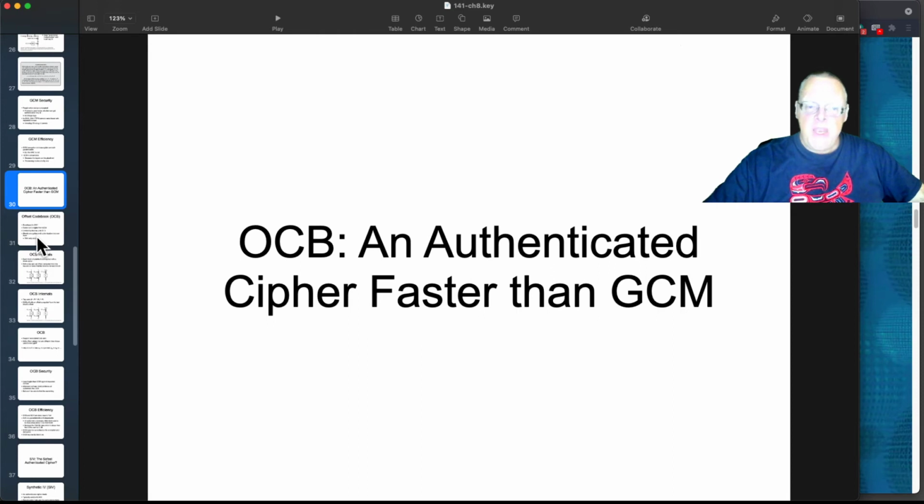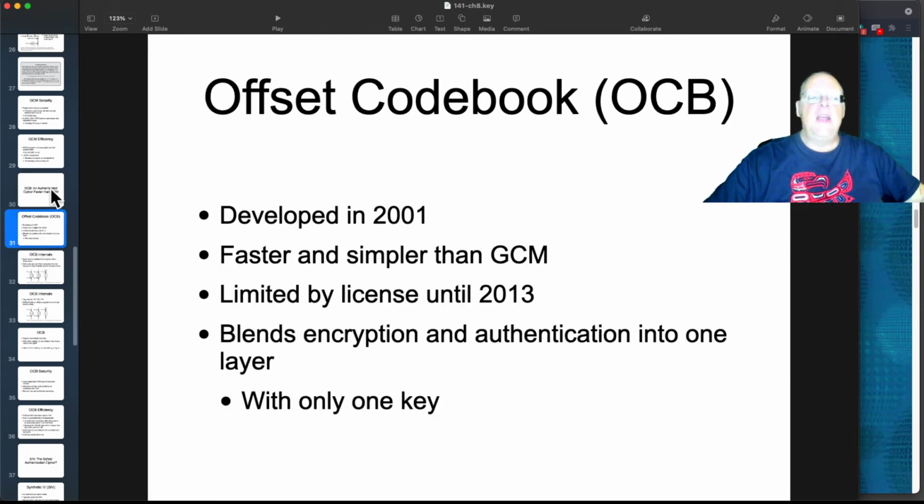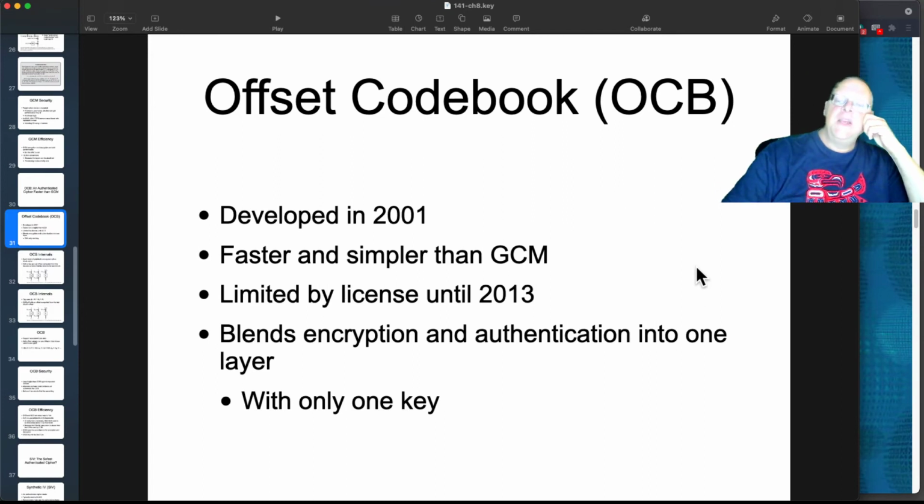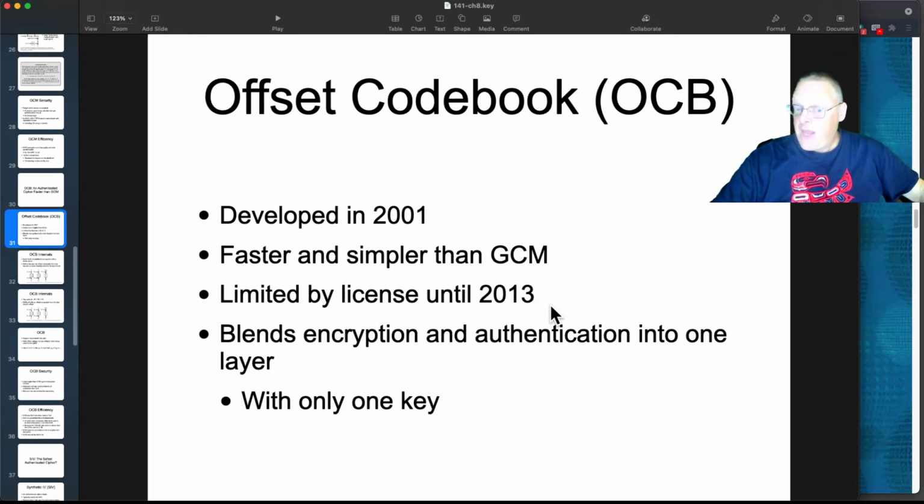So OCB is one faster than Galois counter mode. And the only problem is the author did not donate it to the public domain. The author patented it and wanted to charge money for it, and that prevented people from using it. It's better, apparently, with one key in one layer, encryption and authentication. It does all these things to optimize it.